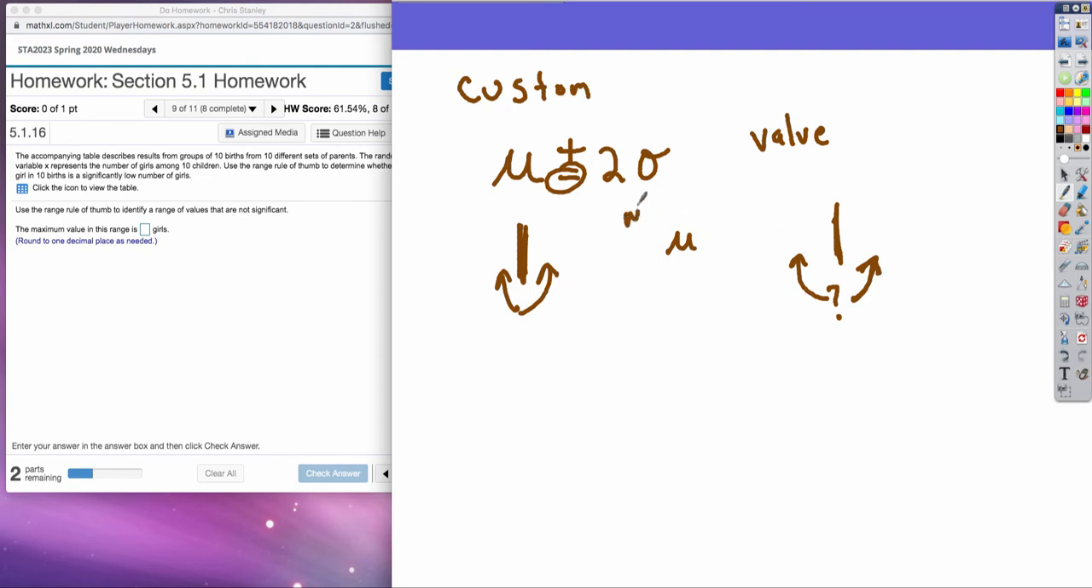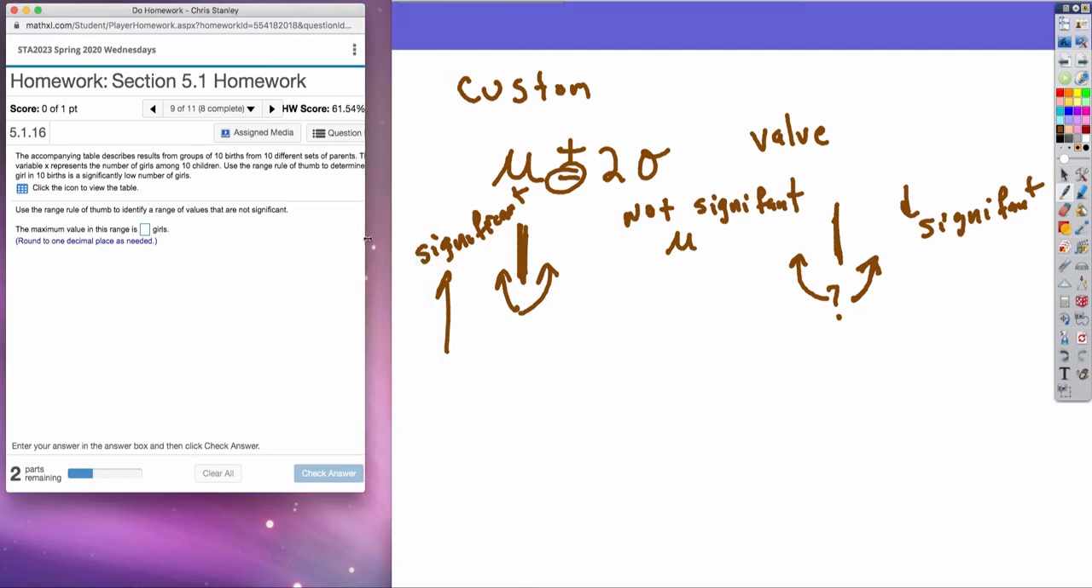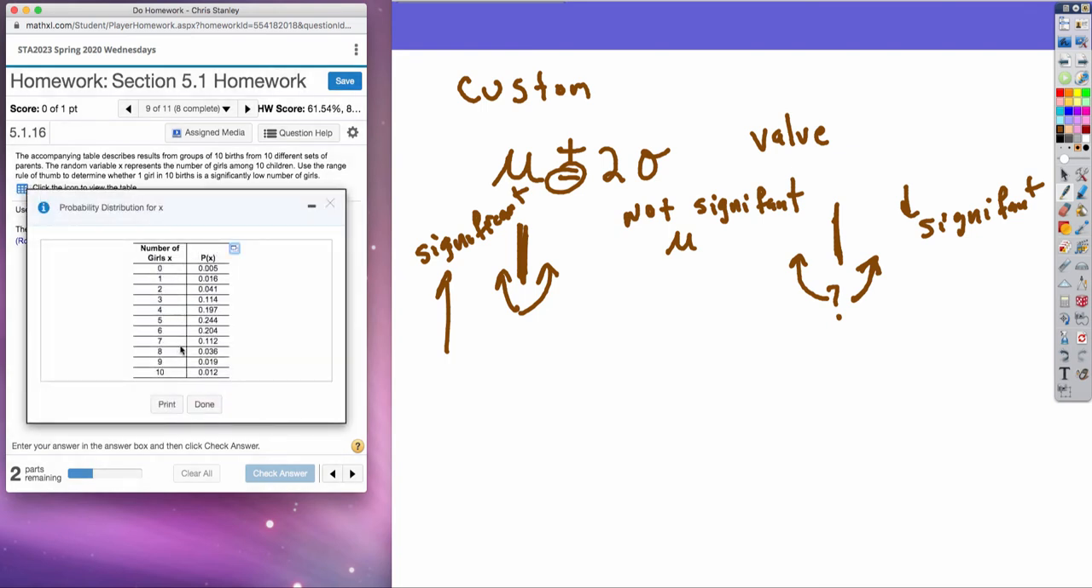So in here would be not significant. And out here would be significant. Over here would be significant. Anytime you fall away from the mean, that's called significant. Okay, so let's figure this out. So this is how many girls that you could get among 10 children. So there's a lot.